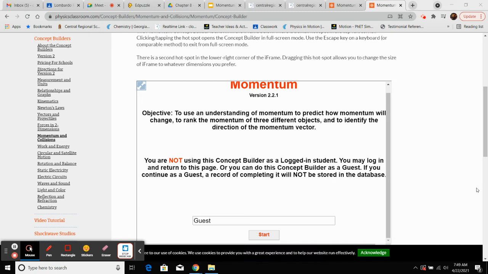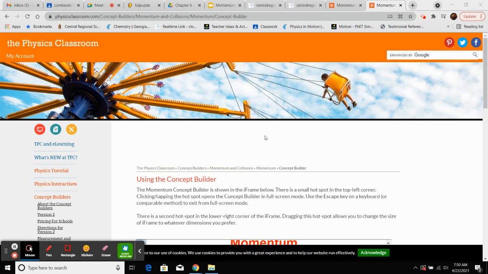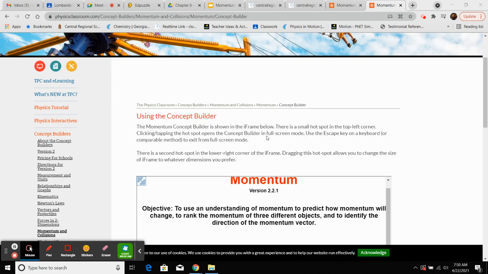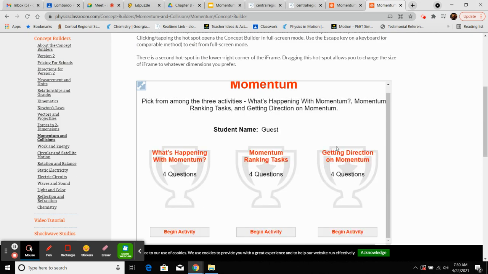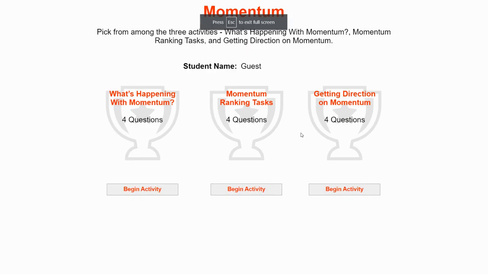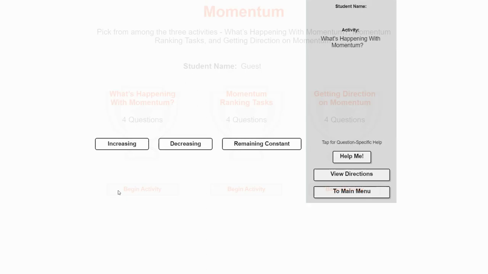All right, guys. So the concept builder on Physics Classroom for momentum. Momentum, what we started yesterday. So we're going to just kind of go through these little activities here, figuring out what's happening with the momentum, rank momentum, getting directions.